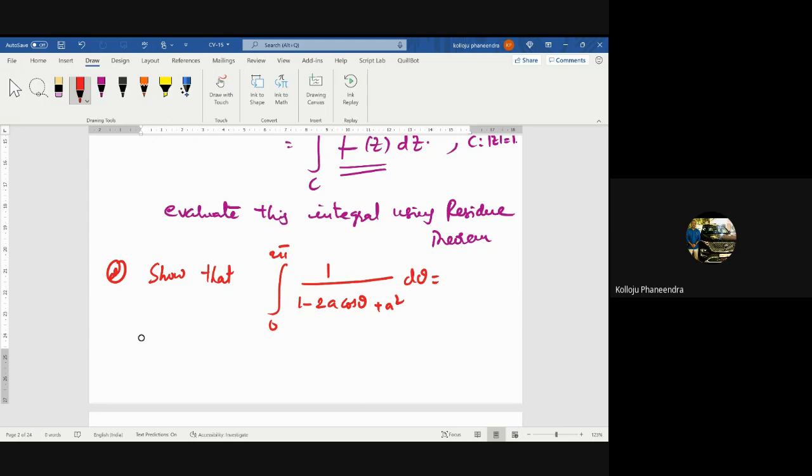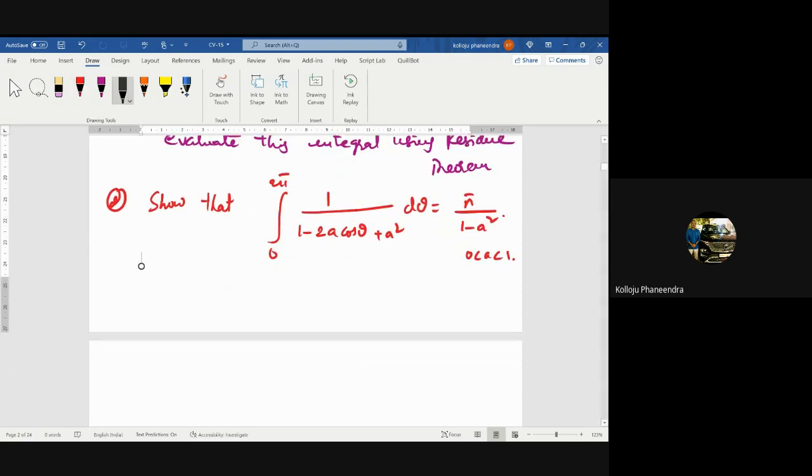Yeah, the integral 0 to 2 pi of 1 by 1 minus 2a cos theta plus a square equal to pi by 1 minus a square, where a lies between 0 and 1. Okay, I have to solve this problem now.